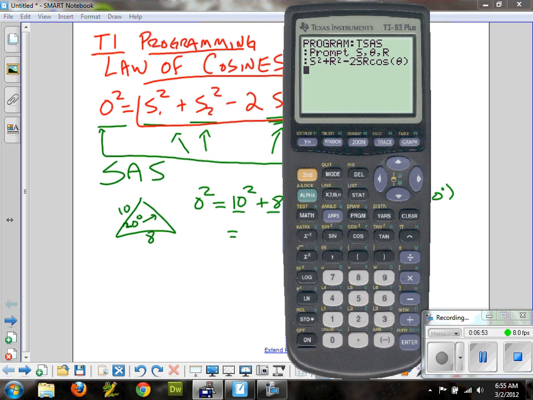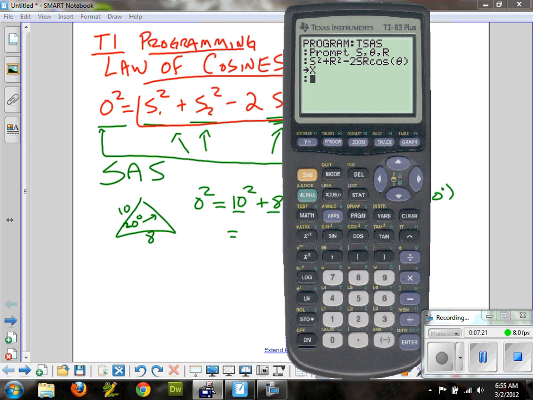What we need to do is store it into a variable. Bottom left is the STO arrow. STO arrow means store. I'll just store this into X. Hit enter to go to the next line. Almost all programming languages pretty much insist on one instruction per line. So we've given it one instruction: calculate that and store it into a variable.